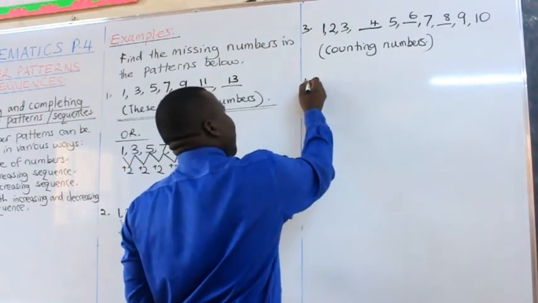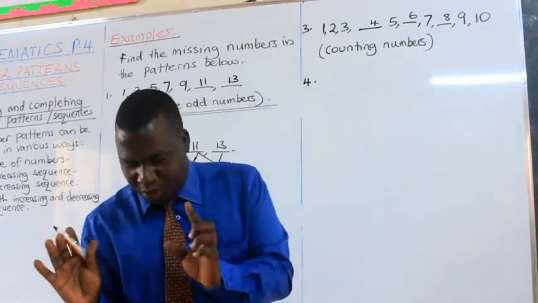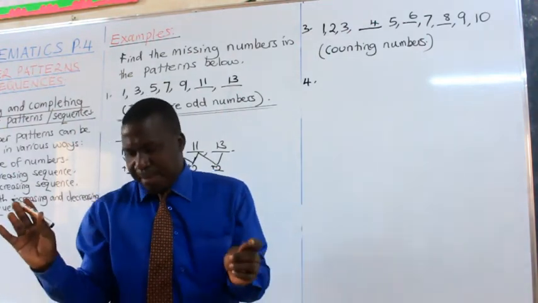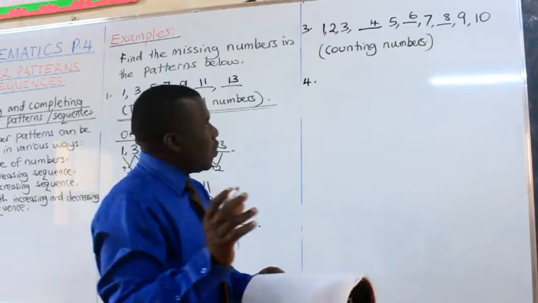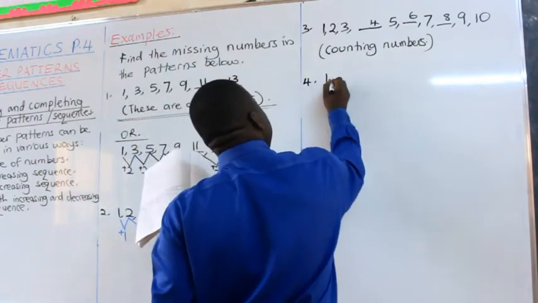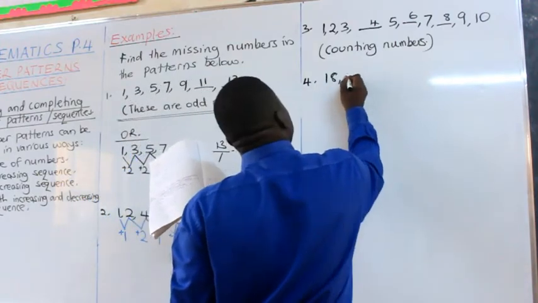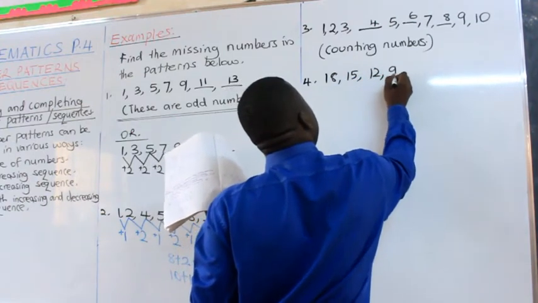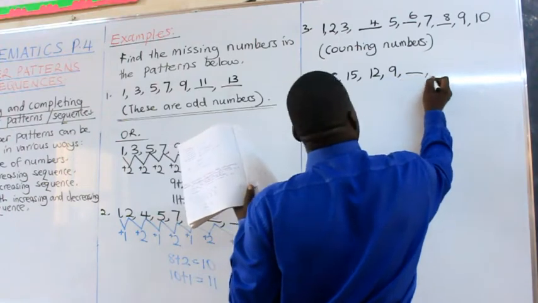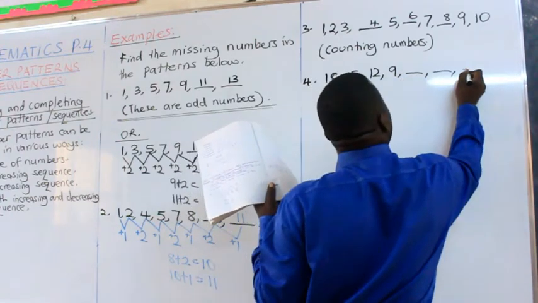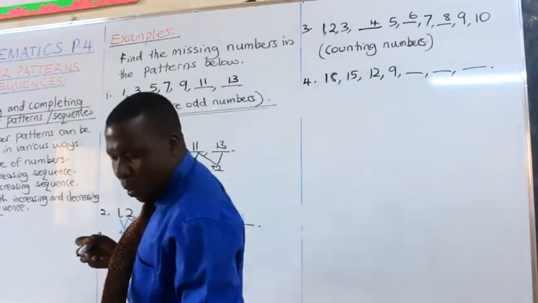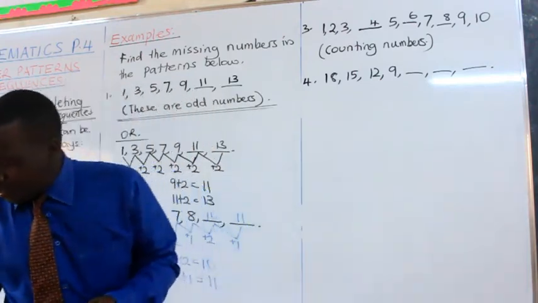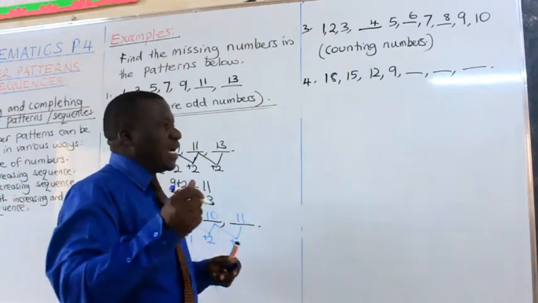Let's move on to our fourth example. I want us to exhaust one more example. If you have 18 and then you have 15, then you have 12, 9, dash, they want you to complete that number pattern, okay? So how are you going to complete that number pattern?